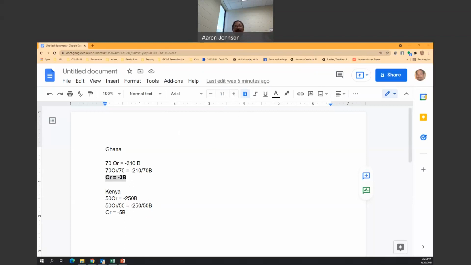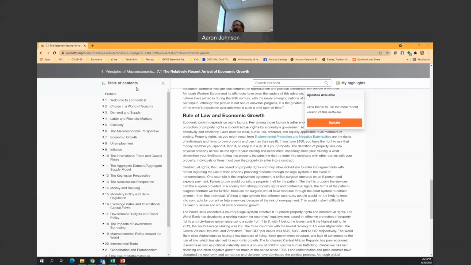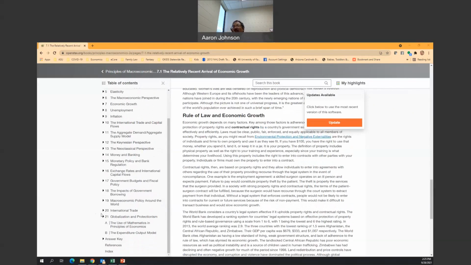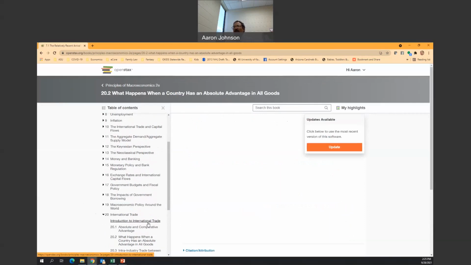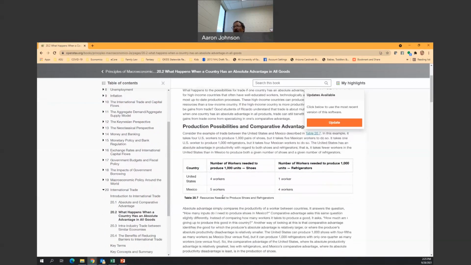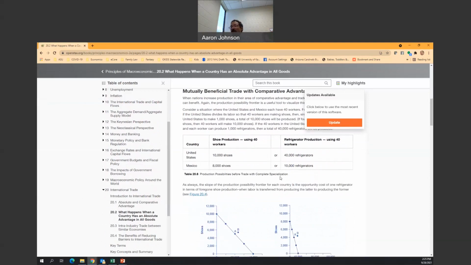The next thing I want to do is open up OpenStax Principles of Macroeconomics. I'm going to scroll down to international trade, and what we're going to reference is 20.2, which covers what happens when a country has an absolute advantage in all goods. However, what I want to focus on is mutually beneficial trade with comparative advantage. They talk about the importance of getting the opportunity cost.